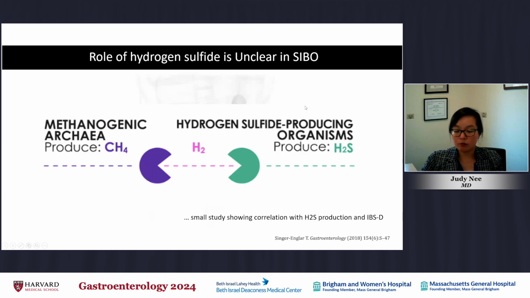So another point that has recently come about in discussion and controversy is that, well, we check for hydrogen, we check for methane, but should we be looking at hydrogen sulfide producing organisms? The whole idea behind this is that hydrogen is consumed by methanogenic archaea to produce methane. And then there are hydrogen sulfide producing organisms that produce hydrogen sulfide from this hydrogen. One small study that was presented as a poster did show correlation with hydrogen sulfide production and IBS-D, but really more studies need to be done. So at this point, it is not clear what the role of hydrogen sulfide producing organisms is and whether we should be testing for it.